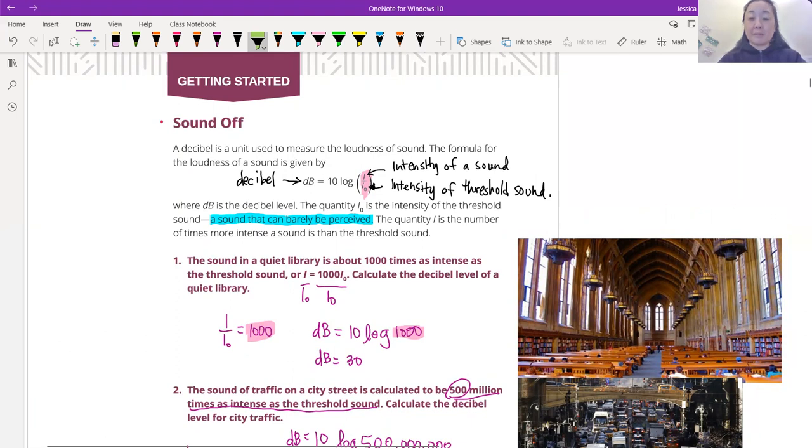So it's barely perceivable. Okay, so that's going to be called the threshold sound. Anyways, the way we figure that out is we're going to find this proportion: how much more intense a sound is compared to that barely audible sound. Anyways, the sound in a quiet library is about 1,000 times as intense as a threshold sound.